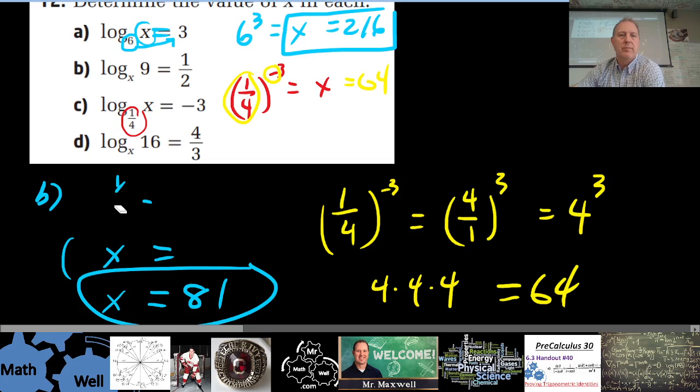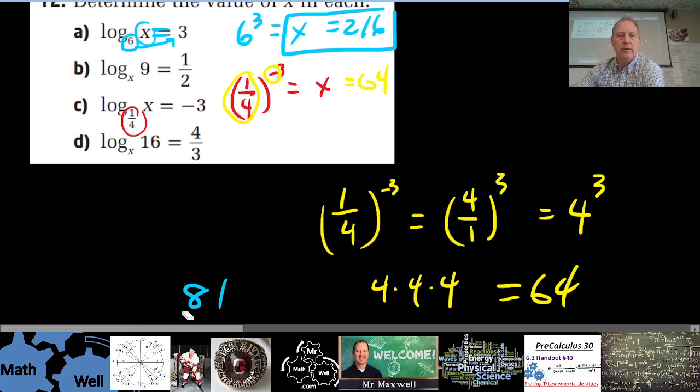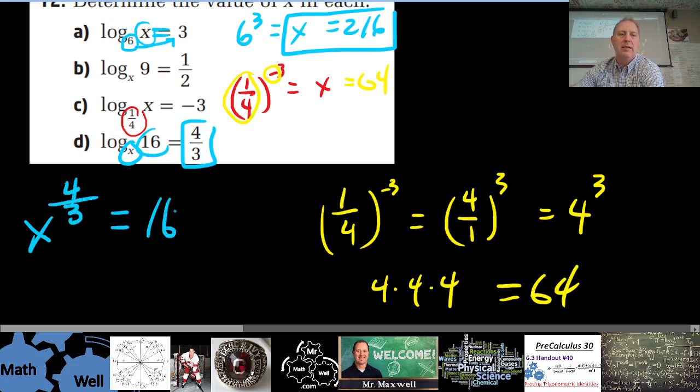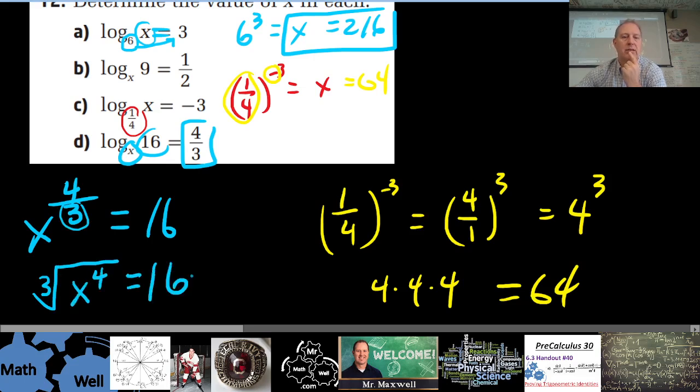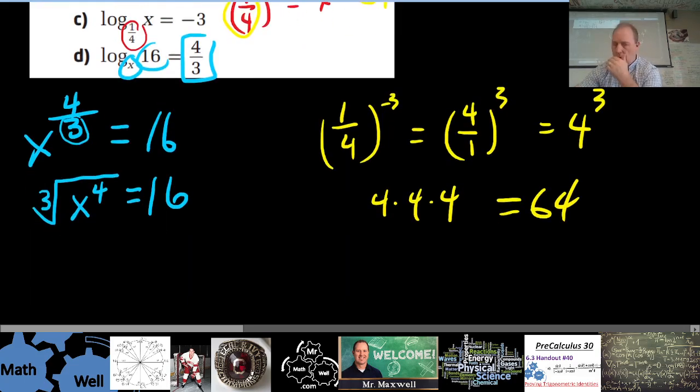Okay, D. Let's get to D then. So x to the power of 4/3 equals 16. This fraction is the same as writing the cube root, because this number is the index of the root. Cube root of x to the 4th equals 16. So what we'll do is we'll take this and we'll cube it to get rid of the cube root.